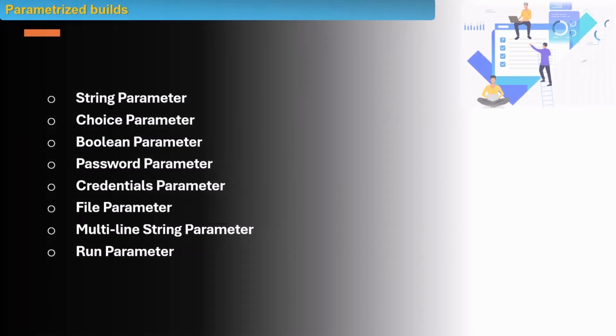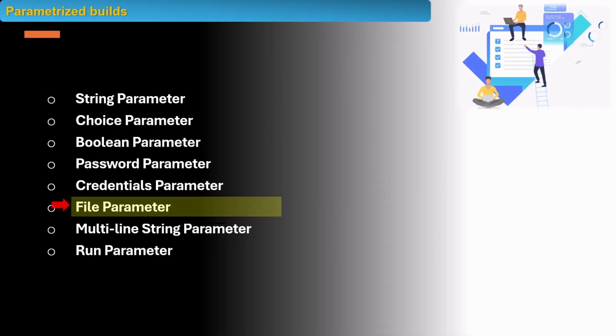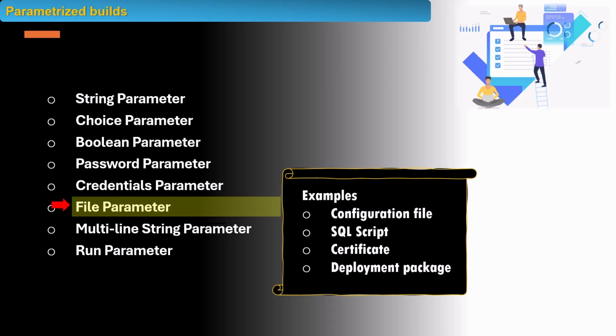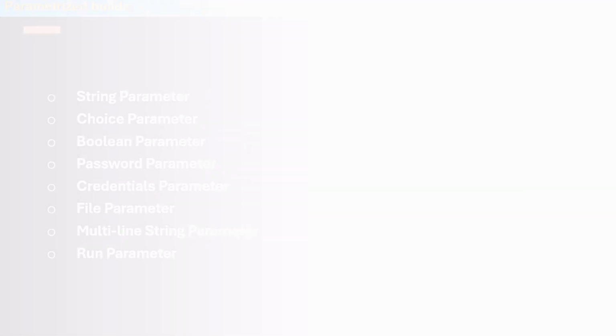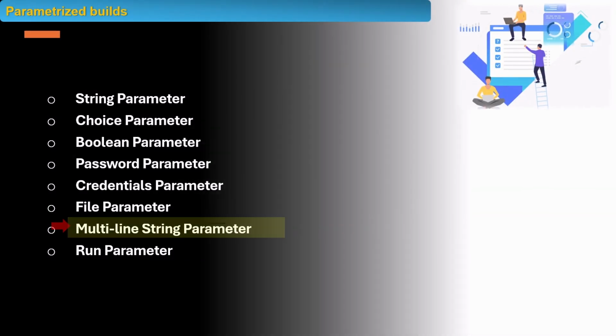A file parameter allows the users to upload a file before the build starts. The uploaded file becomes available to the pipeline during the execution. For example, a deployment configuration, a SQL script, a certificate, or even a zip package can be uploaded. So the pipeline can then use that file during execution. A multi-line string parameter is similar to a string parameter, except that it allows multiple lines of text.